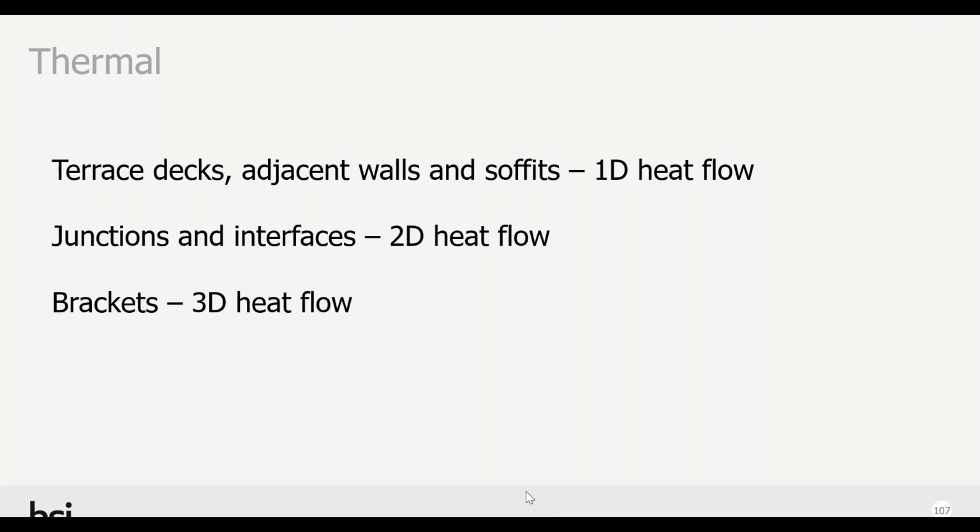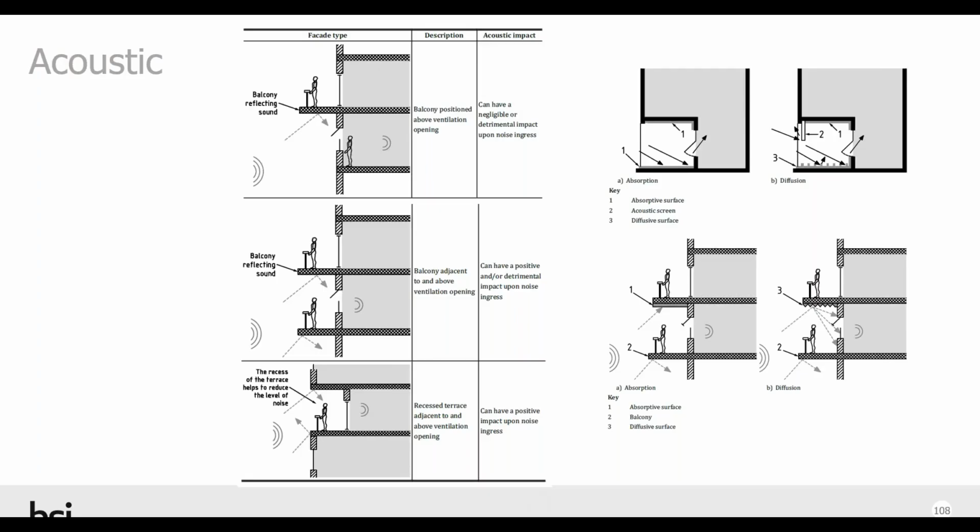Next slide is about the acoustic guidance. There is quite a lot of acoustic guidance. I'm not going to cover it. It's not my expertise subject, but in essence, the standard points out that the inclusion of balconies particularly has effects on building acoustics.